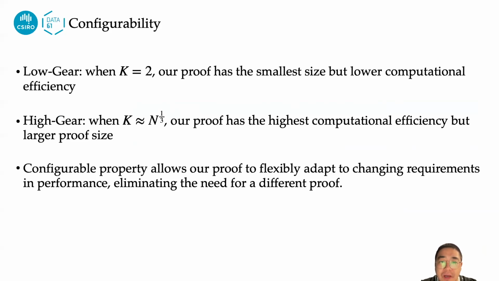This property allows our proof to flexibly adapt to changing requirements in performance, eliminating the need for different proofs, especially for resource-constrained devices, rather than performing an upgrade to a new range-proof implementation. Only a simple parameter k is needed in case of efficiency requirement change.